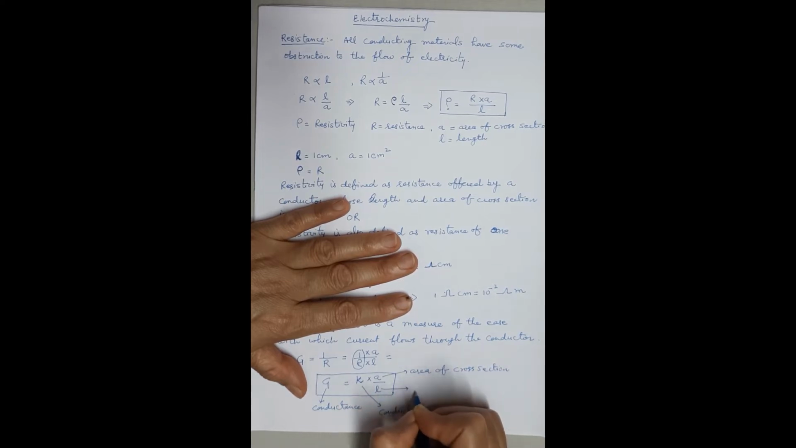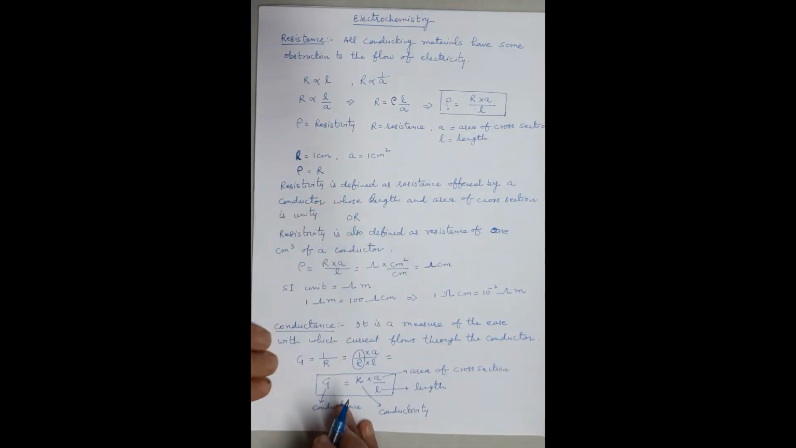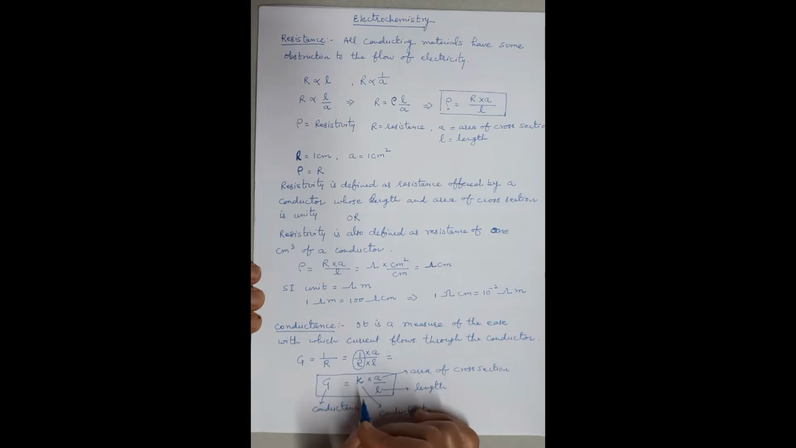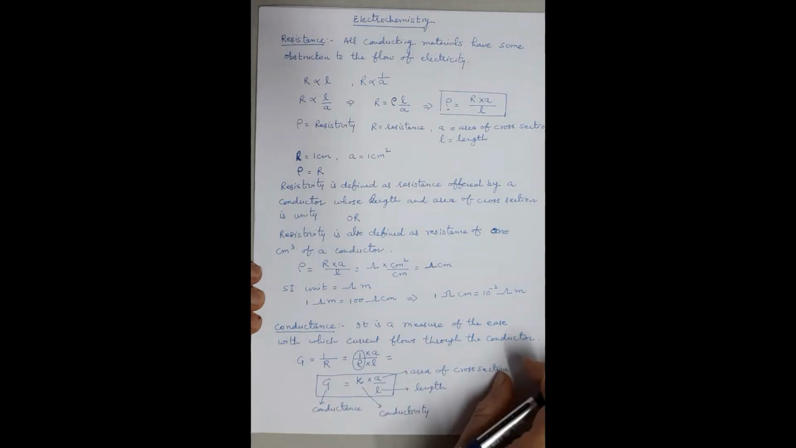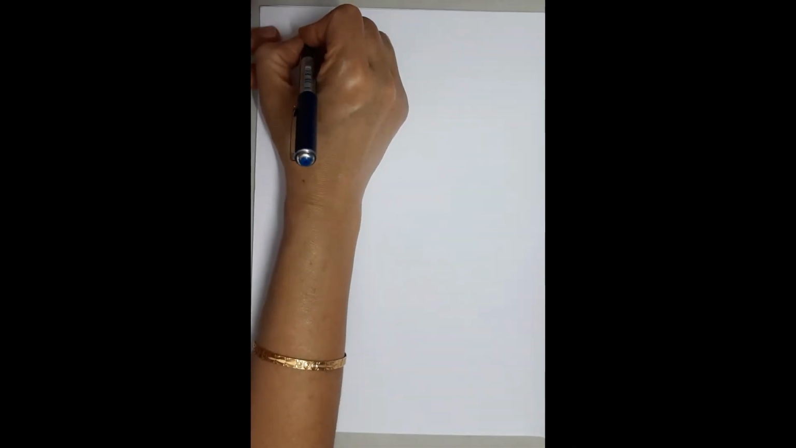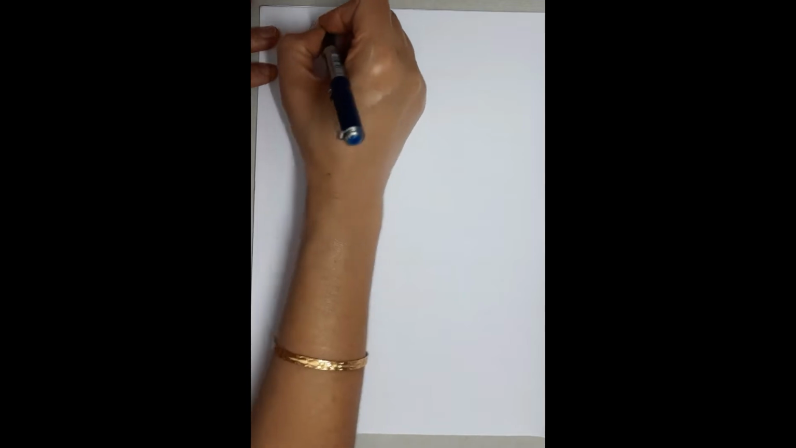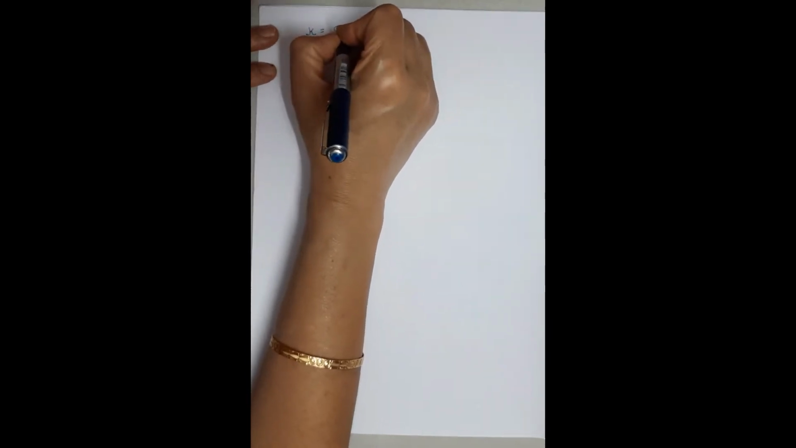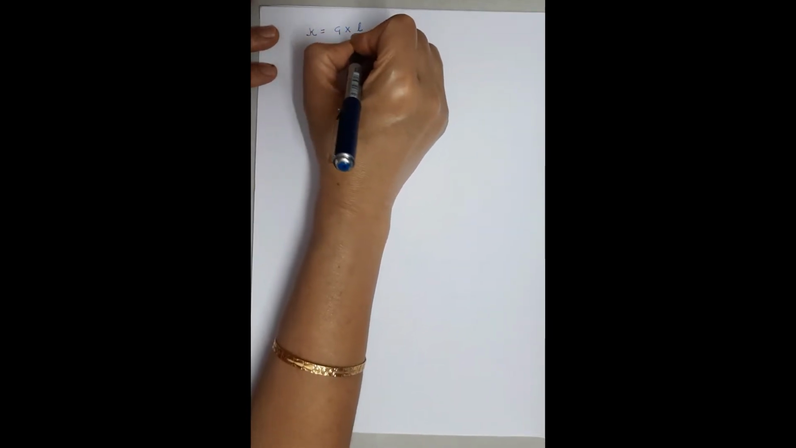And L is the length of the conductor. So conductance is equal to conductivity into A by L. Let's define what conductivity is. I'll write it as kappa is equal to conductance into L by A.